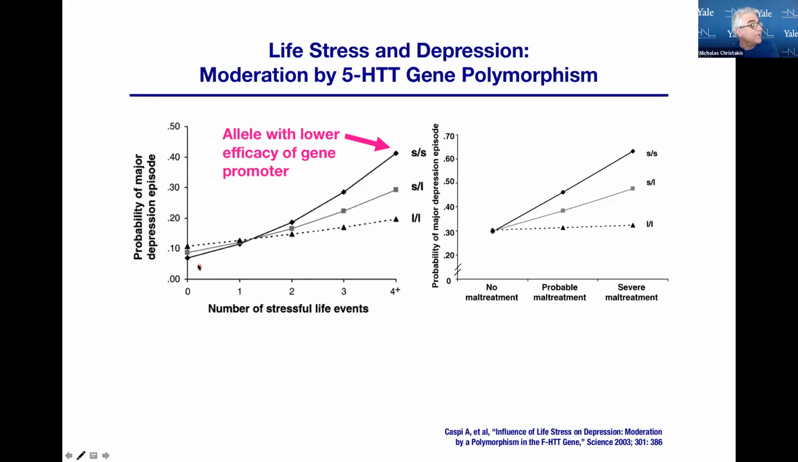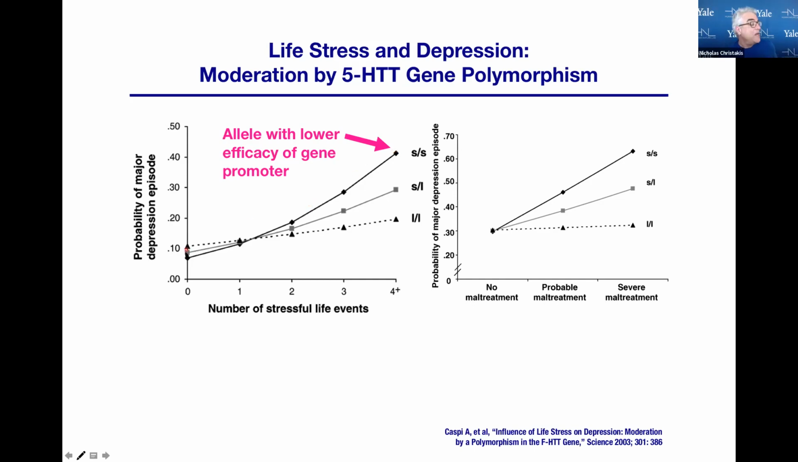And the question we're asking is, to what extent does stress map to having major depression? If you have the LL allele of the promoter region of this gene, this study claimed, it didn't matter so much how many stressful life events you had, you tended not to have depression. But if you had the SS allele, with lower efficacy of the gene promoter, the more stressful life events you had, the more likely you were to be depressed.